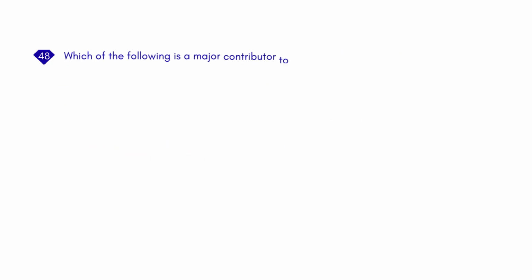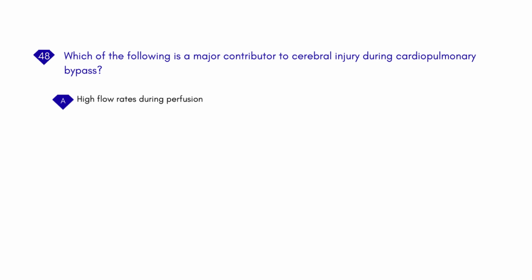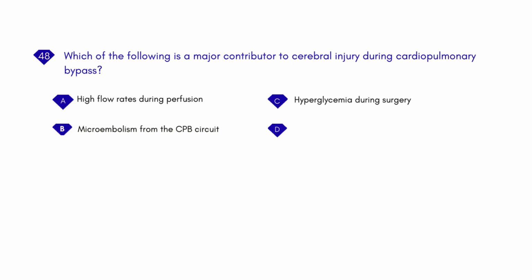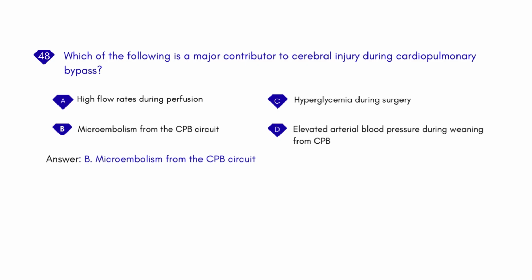Which of the following is a major contributor to cerebral injury during cardiopulmonary bypass? A. High flow rates during perfusion. B. Microembolism from the CPB circuit. C. Hyperglycemia during surgery. D. Elevated arterial blood pressure during weaning from CPB. Answer: B. Microembolism from the CPB circuit.